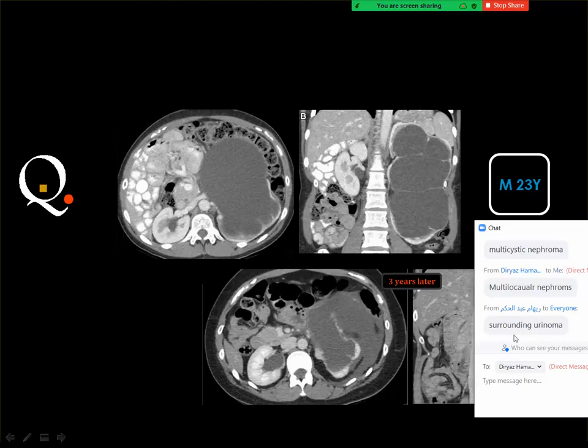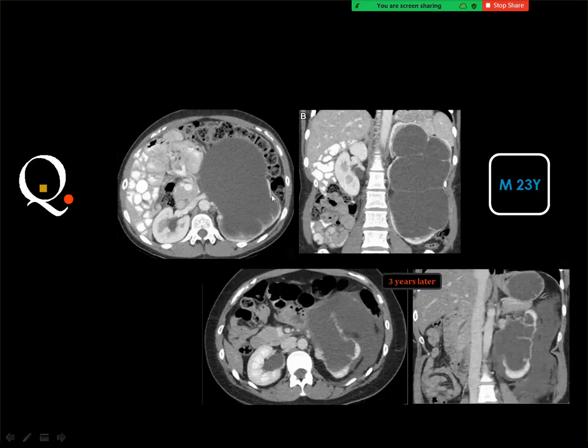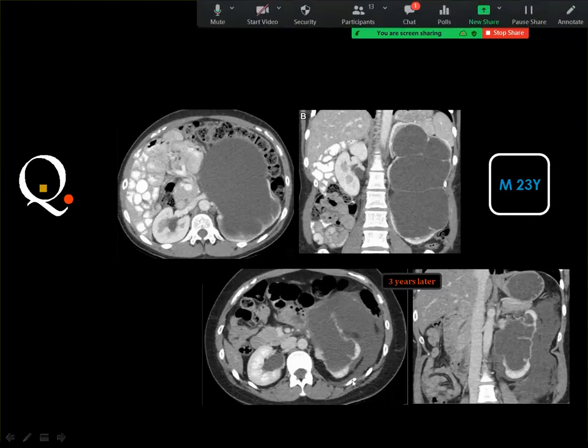Surrounding urinoma, surrounding what? In the initial scan, you see a huge dilatation of the calyces and renal pelvis, diagnostic of pelvic junction obstruction. And this case was followed. Then you got rupture of some of the calyces or maybe the renal pelvis with the development of a perinephric collection, which is known as perinephric urinoma.